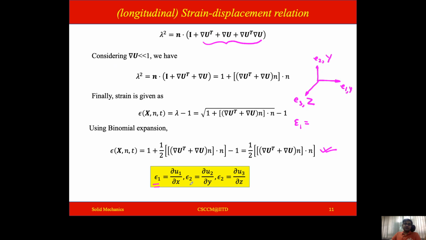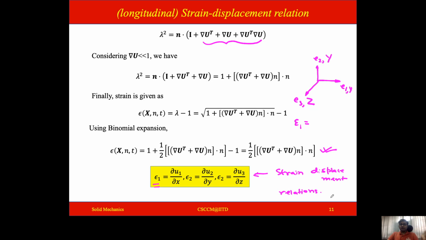Similarly, if you do it for epsilon 2, you will get del u2 by del y, and for epsilon 3, del u3 by del z. So these are your well-known strain displacement relations.